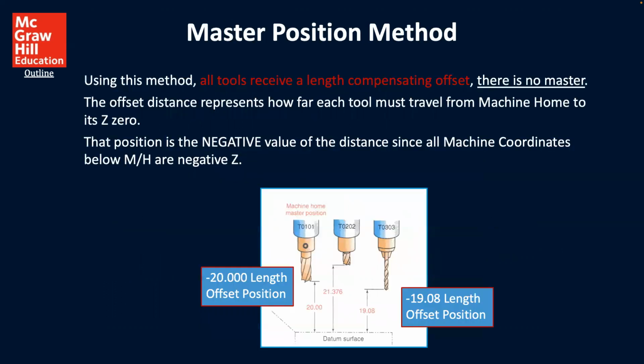For the master position method, using this method, all tools receive a length compensating offset. There is no master. The offset distance represents how far each tool must travel from the machine home to its zero position. That position is the negative value of the distance, since all machine coordinates below machine home are negative Z.